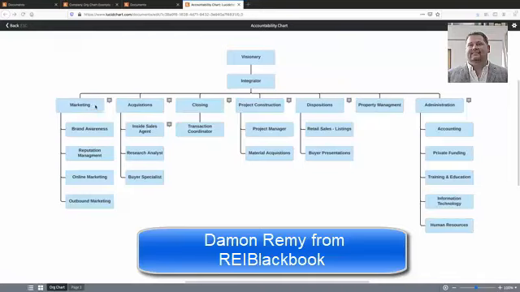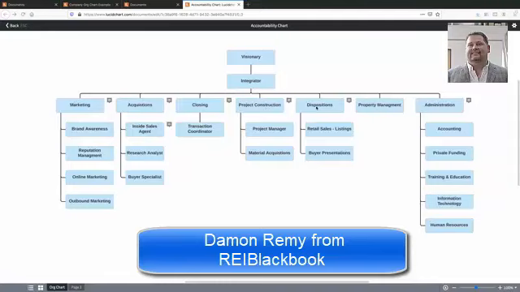So I want to show you how this chart's going to work, and I think it's going to be super helpful for you guys. This is always really eye-opening, seeing everything that is involved in a transaction, okay? The first thing, we've got marketing, then we've got our acquisitions team, we've got closing. If you're doing any sort of rehabbing, you'll probably need a project or construction department. Then we've got our dispositions, right?